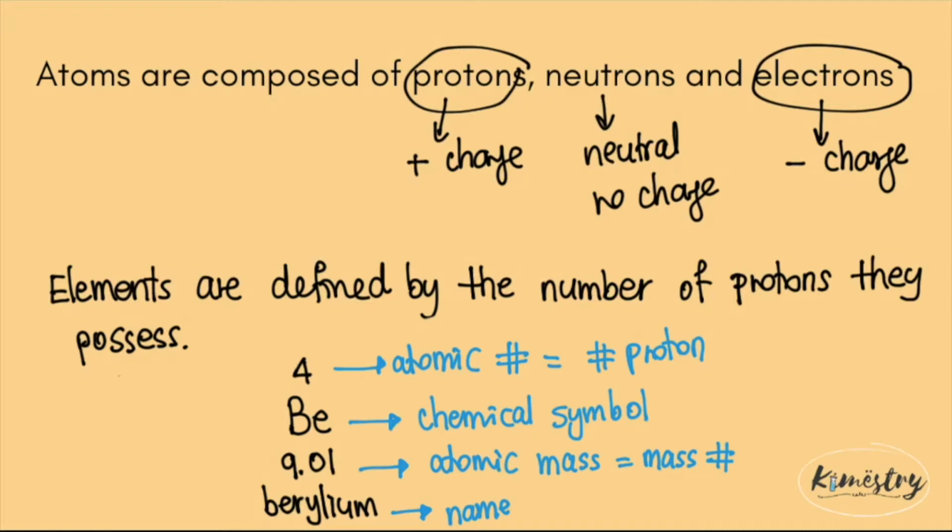Keep in mind that the number of electrons in a neutral atom is the same as the number of protons, but the number of electrons in an ion is going to be different, which I'm going to talk about later in this video.